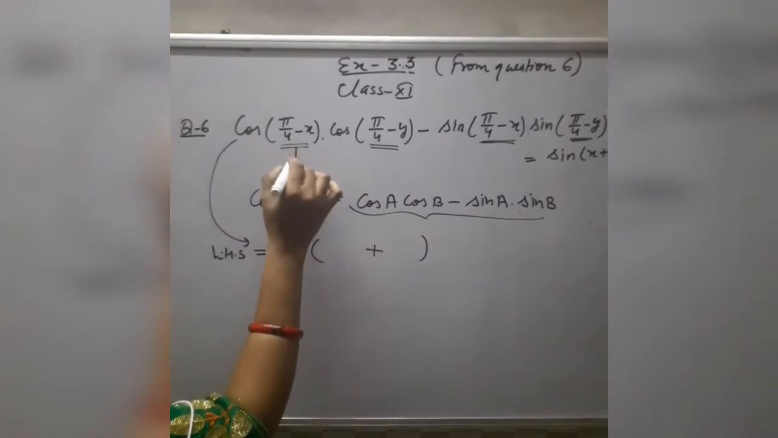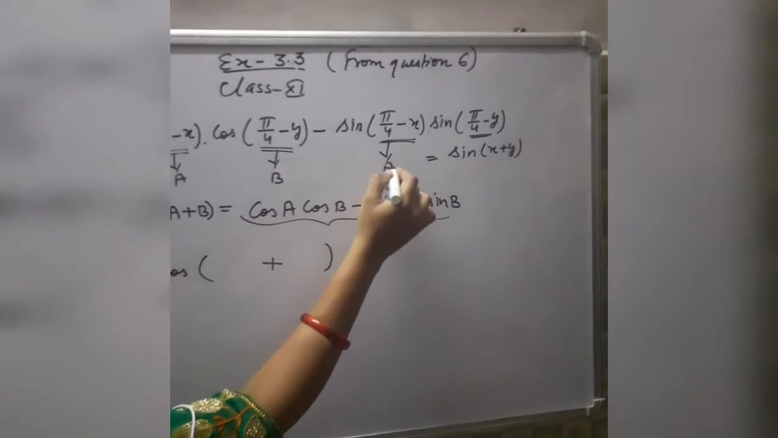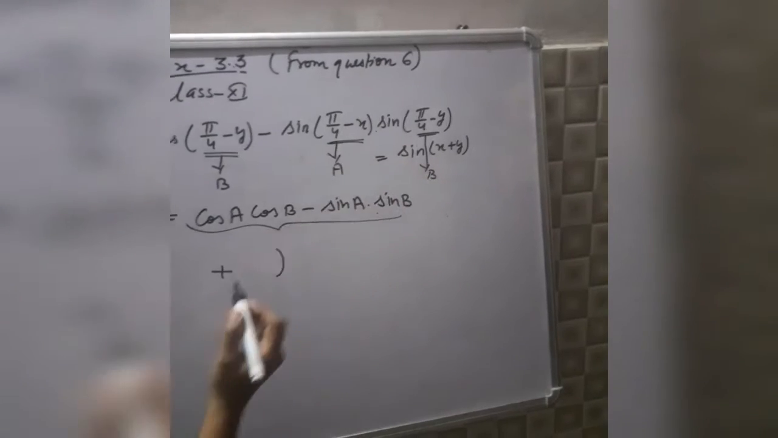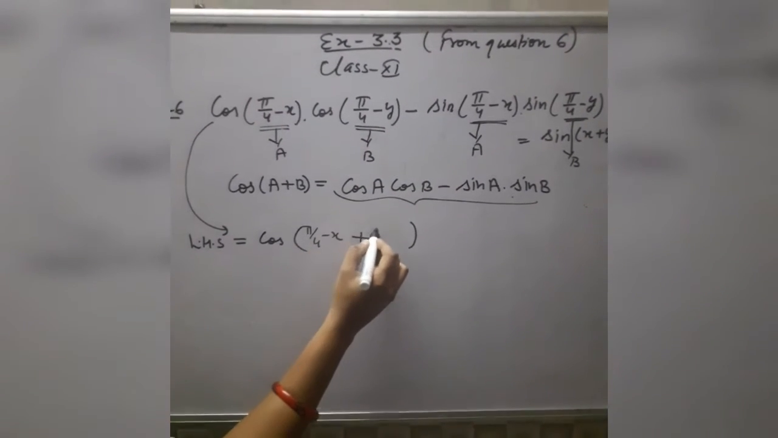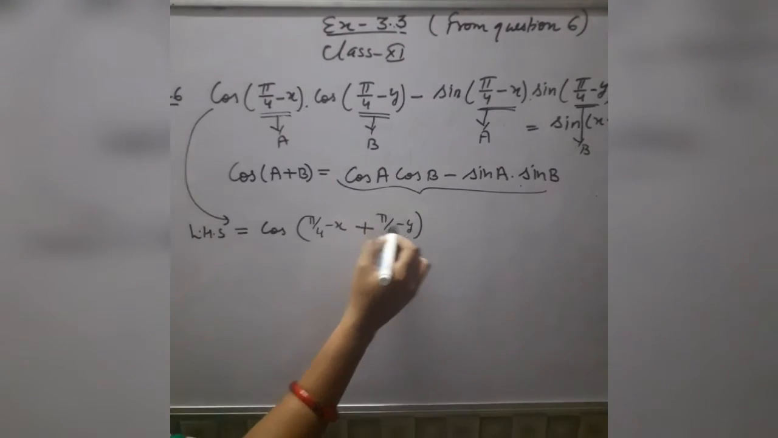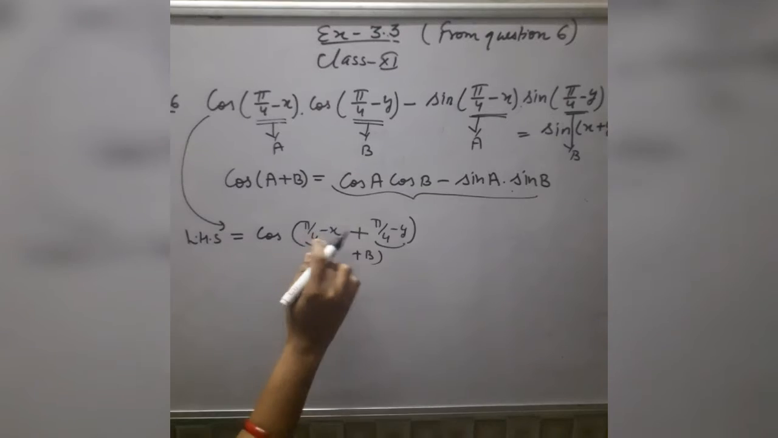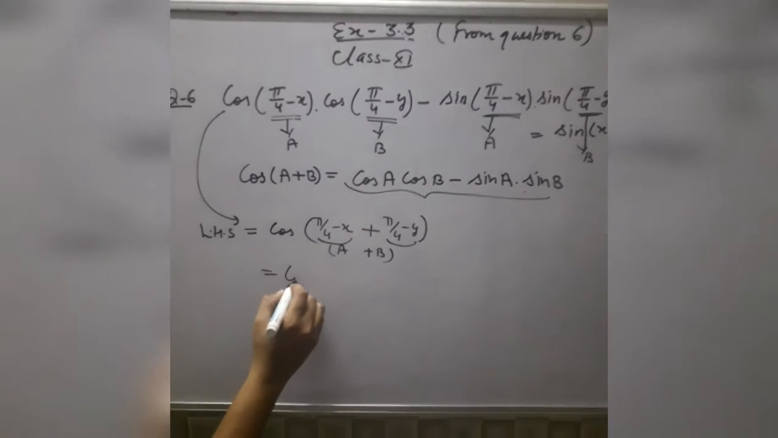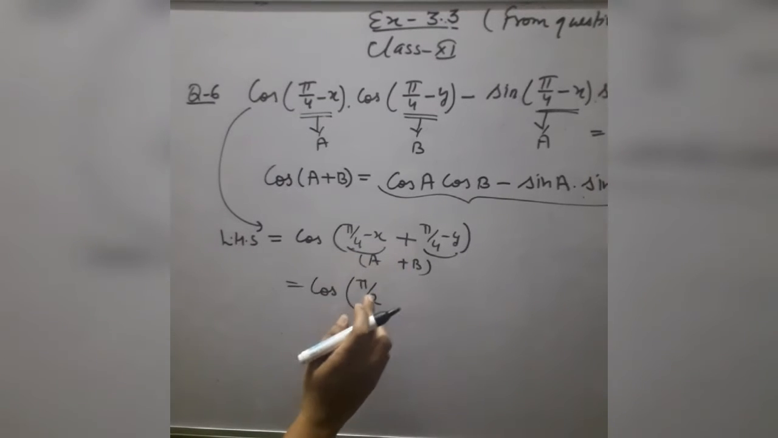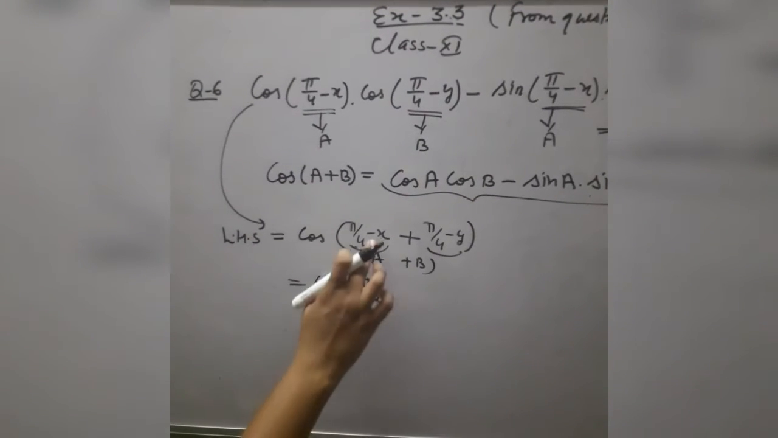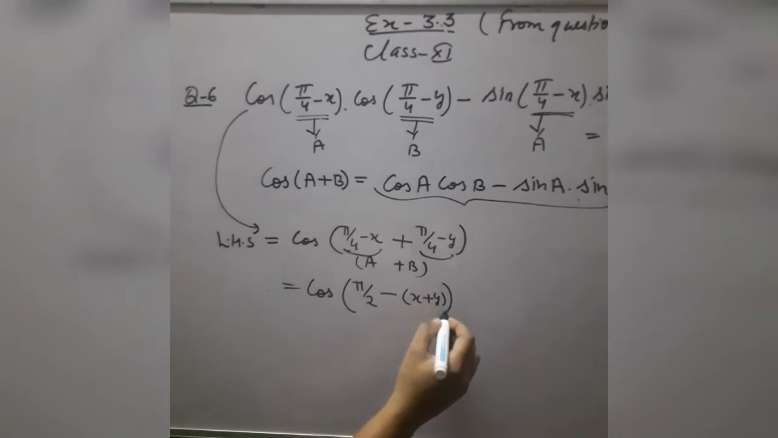Now what is a here? This angle is a, this angle is b, this angle is also a, and this angle is b. So in place of cos(a + b) you will write here pi/4 - x and pi/4 - y. This is a, this is b, so it becomes cos(a + b). Now pi/4 plus pi/4 becomes pi/2, meaning 45 plus 45 becomes 90. Now minus x and minus y can be written, taking the minus sign common, as minus (x + y).